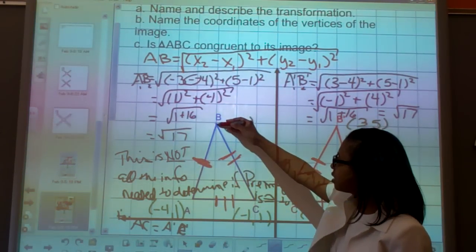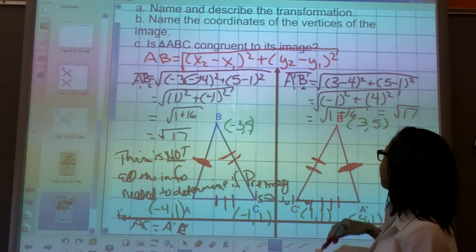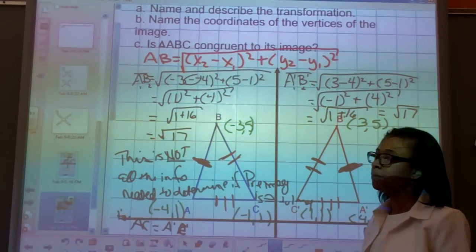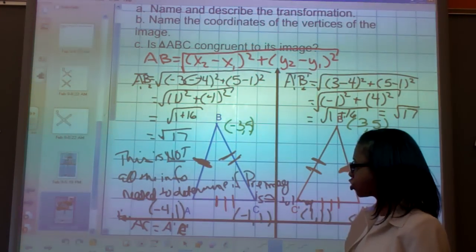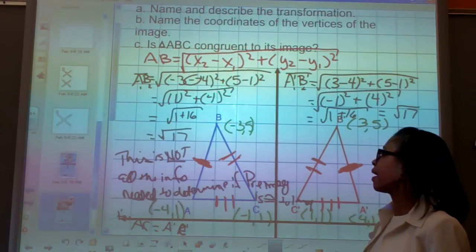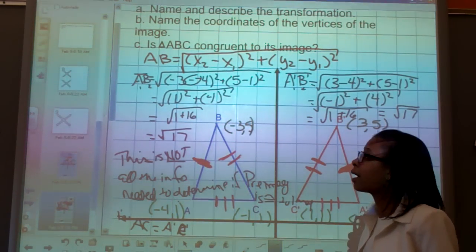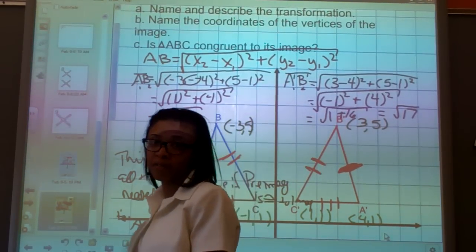You'd also have to check BC. It has to be the same length as B prime C prime. Then you'd have to do a third distance equation to check AC, and it needs to match the same length as A prime C prime. Okay? And there's your 7-1 video.